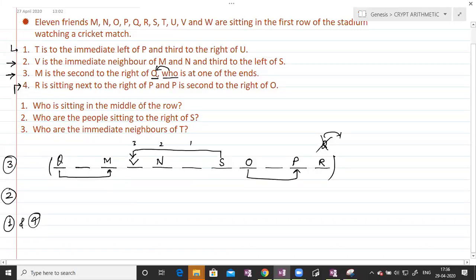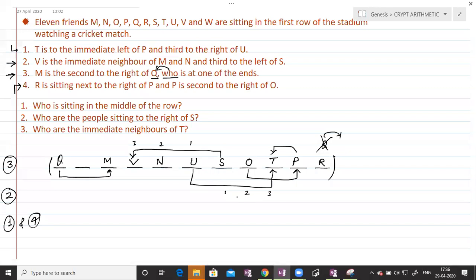Now T is to the immediate left of P. T must be here, immediate left of P. Right? And anything else? And third to the right of U. It means U must be here. T is third right. 1, 2, 3. Right? Very simple. So only one slot is left for a friend. Which friend is not mentioned? W, isn't it? This slot is for W.